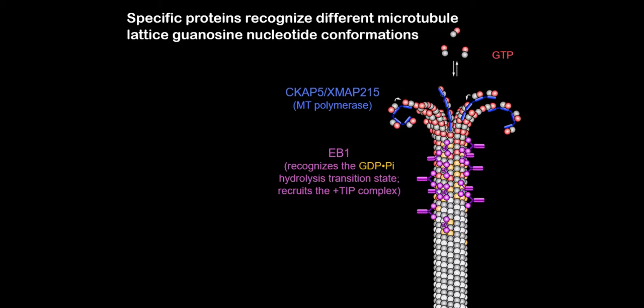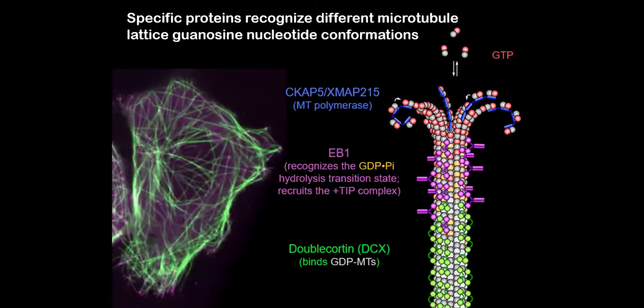Other proteins specifically recognize the microtubule wall conformation associated with the tubulin guanosine nucleotide state. End-binding proteins, or EBs, are thought to bind to the GDP-Pi tubulin conformation near the growing microtubule end, while the neuronal microtubule-associated protein doublecortin recognizes the GDP microtubule lattice.